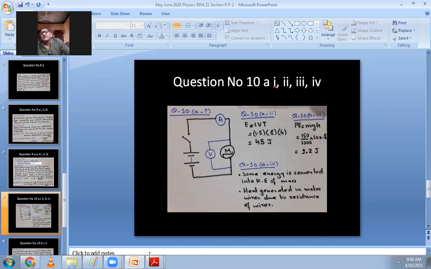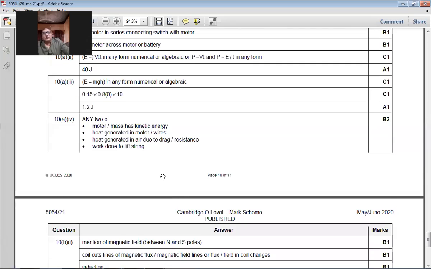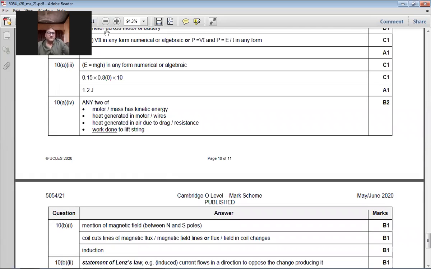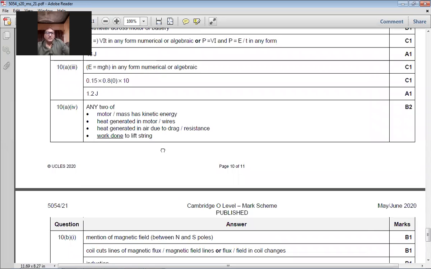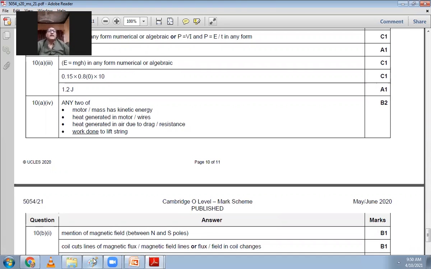What does the marking scheme say? The marking scheme says that motor and mass both have kinetic energy. That can be one reason. Heat generated in the motor wires, heat generated in the air due to the drag or air resistance, or work done to lift the string. You also have to lift the rope with which the mass was attached. So let's go to the next part.